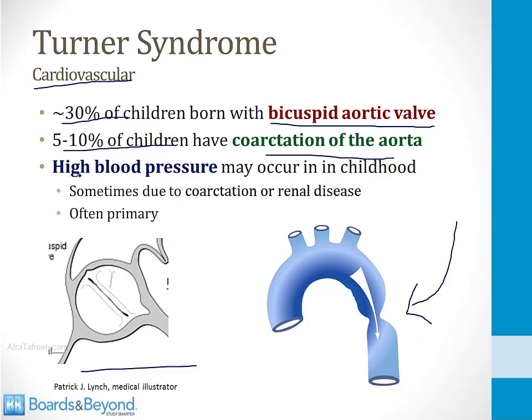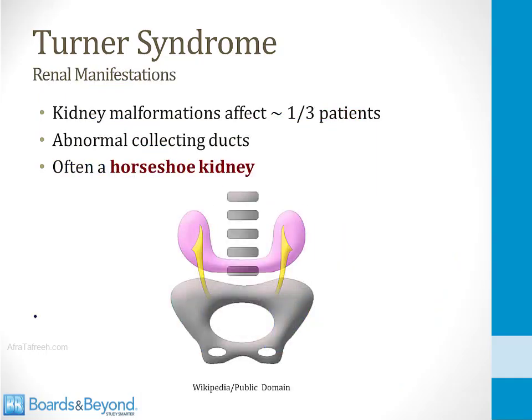And then finally, high blood pressure is common in girls with Turner syndrome. It may even occur in childhood. It is sometimes due to the coarctation of the aorta or renal disease, which we'll talk about in a minute. However, it's often a primary disorder. Kidney malformations affect about a third of children with Turner syndrome. Often it is an abnormality of the collecting ducts.